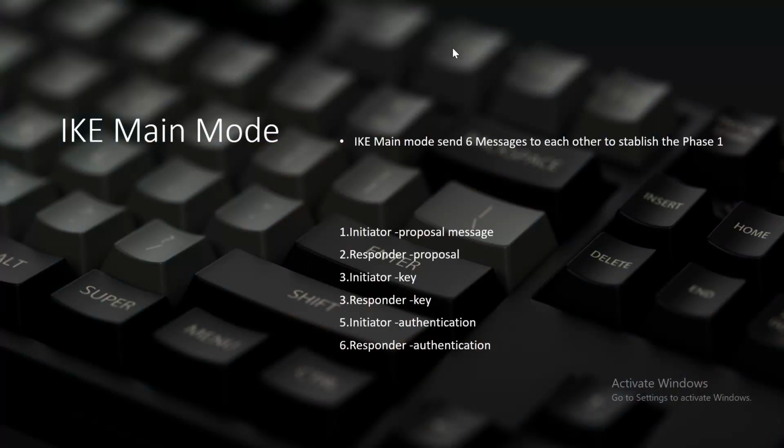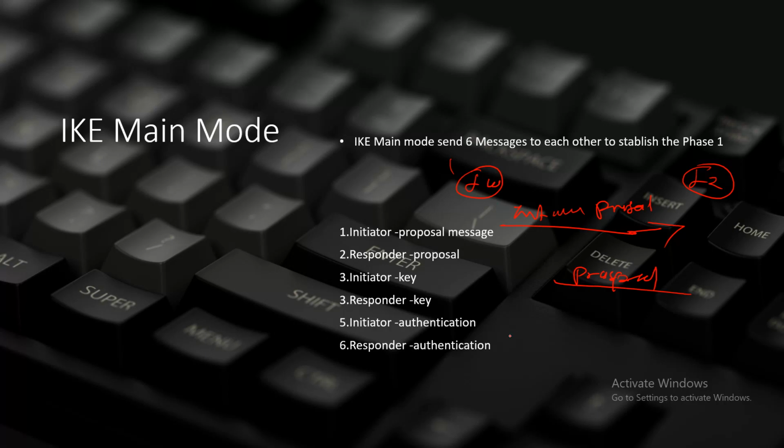Now IKE main mode uses six messages to establish the tunnel. What are these six? Let's suppose this is our firewall 1 and this is our firewall 2. Anyone can initiate. Suppose I configured this one first, so it will send the initiator proposal to firewall 2. Now firewall 2 will reply with its proposal. Once firewall 1 receives the proposal, it sends the initiator key, and firewall 2 then sends the responder key.